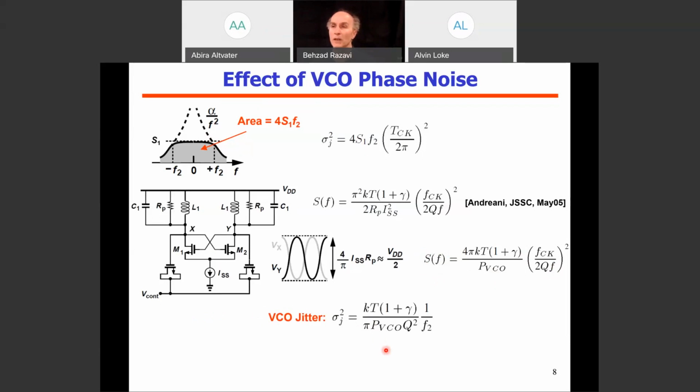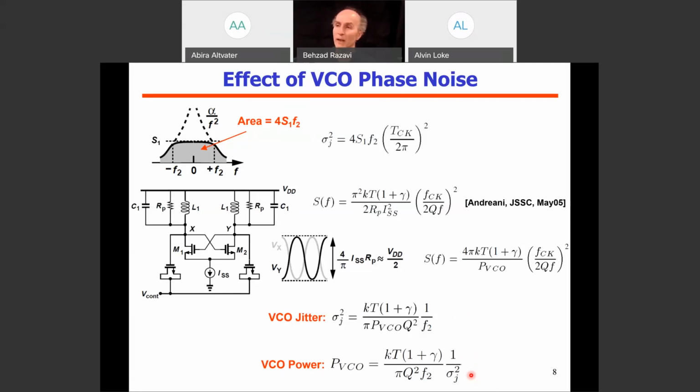Okay, so we are really interested in the power consumption, so let's just swap these two here and end up with this simple expression. This is the minimum power consumption necessary for the VCO to be able to give us an integrated jitter of sigma j, while the loop bandwidth is equal to F2. The Q is just the Q of the tank, and we'll have to see how that plays in our design.